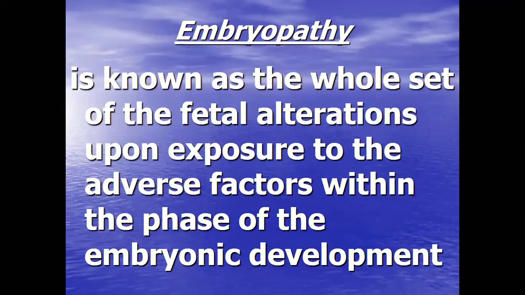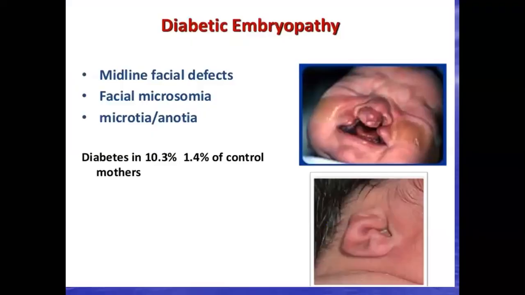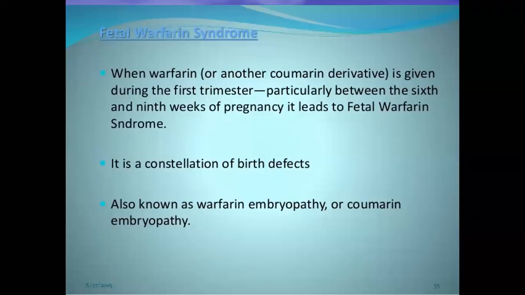So, embryopathy is known as a whole set of fetal alterations upon exposure to an adverse factor within the phase of embryonic development. And on this picture, you can see an example of diabetic embryopathy. The child was born from a mother with diabetes mellitus, and you can see the midline facial defect, facial macrosomia, and anotia.